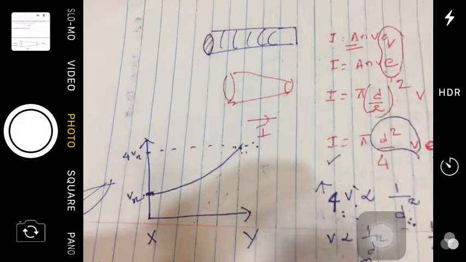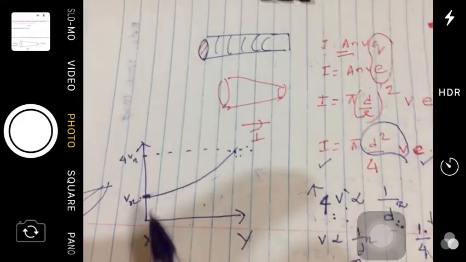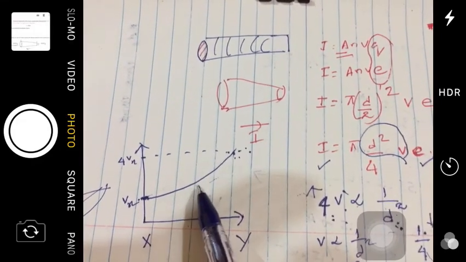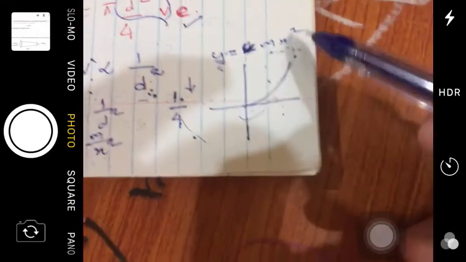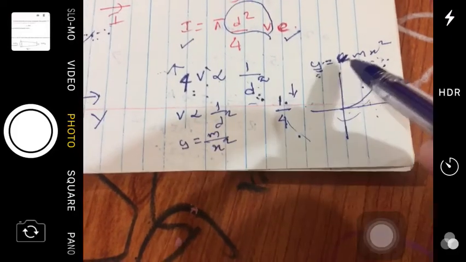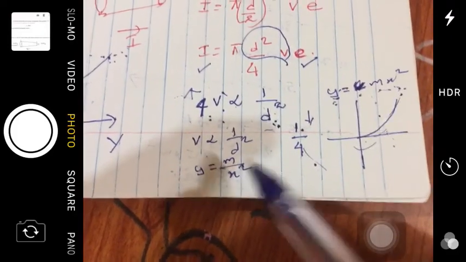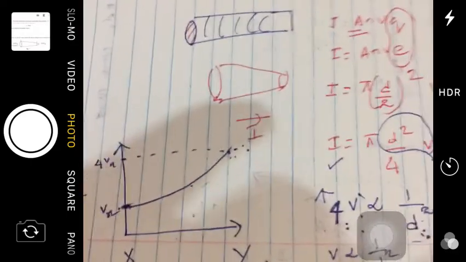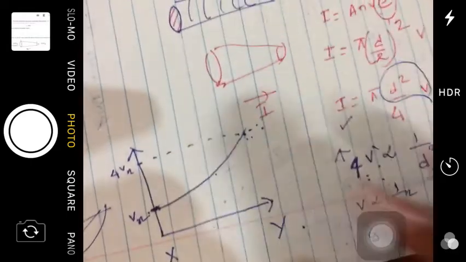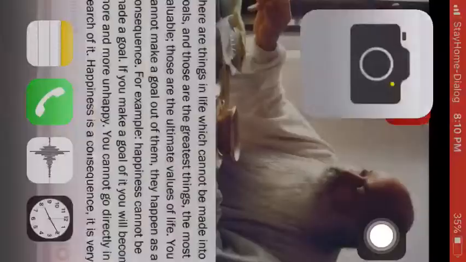But if you look at the graph I have drawn, it still looks like a y is equal to mx squared graph, just like this one, right? We are starting from a certain value, that's it. Other than that, the shape is basically the same. So how can the two forms have the same graph? How can y is equal to m over x squared also have the same graph? Well, if you look at the x-axis, I have drawn x to y.